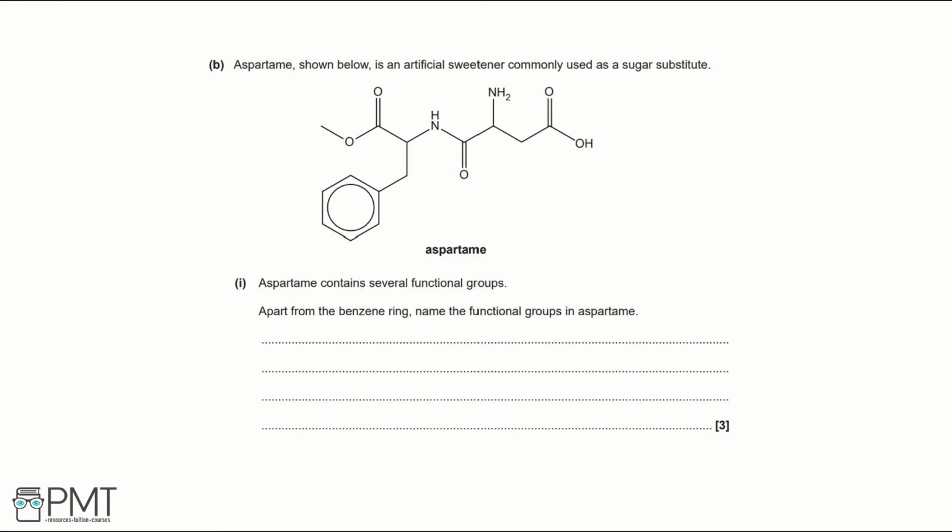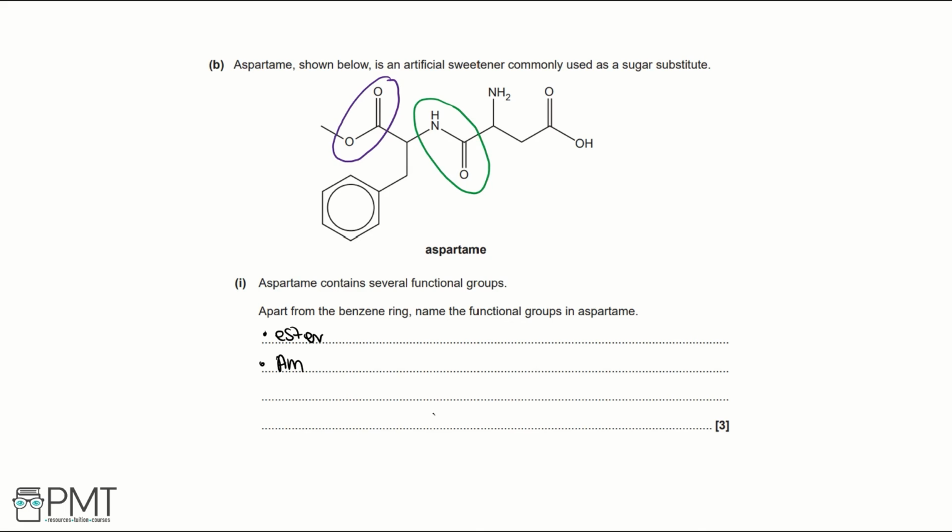Part B. Aspartame, shown below, is an artificial sweetener commonly used as a sugar substitute. Part 1. Aspartame contains several functional groups. Apart from the benzene ring, name the functional groups in aspartame. So if we start working from left to right, our first functional group is here. And this is an ester functional group, which we can bullet point in this question. Then moving along, we have this amide functional group.